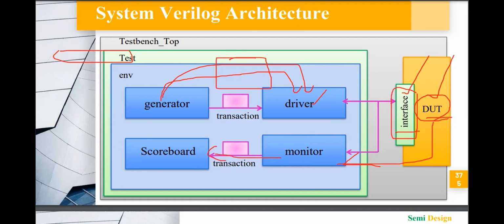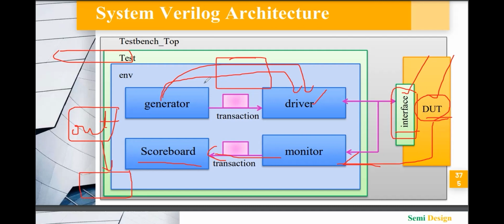Scoreboard is nothing but whatever we are writing in our transcript. The scoreboard is used to check our output. Suppose this output is coming for us; we need to check whether it is correct or not. How will we check whether that output is correct or not?